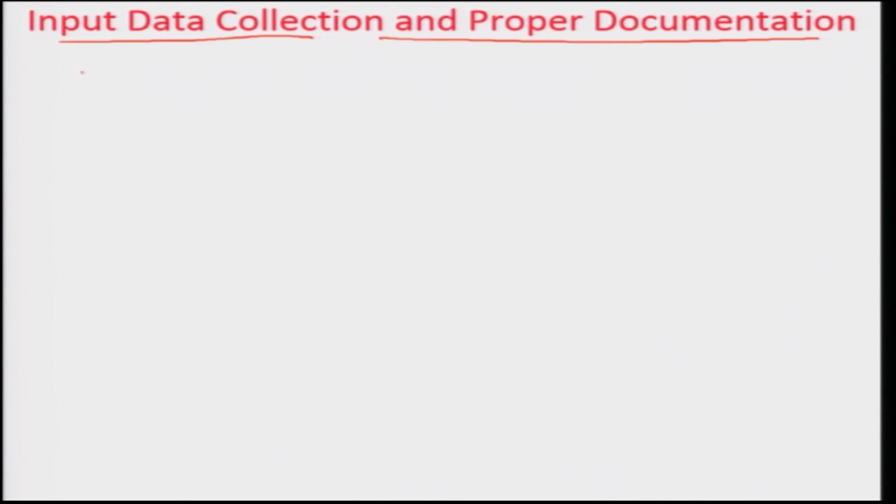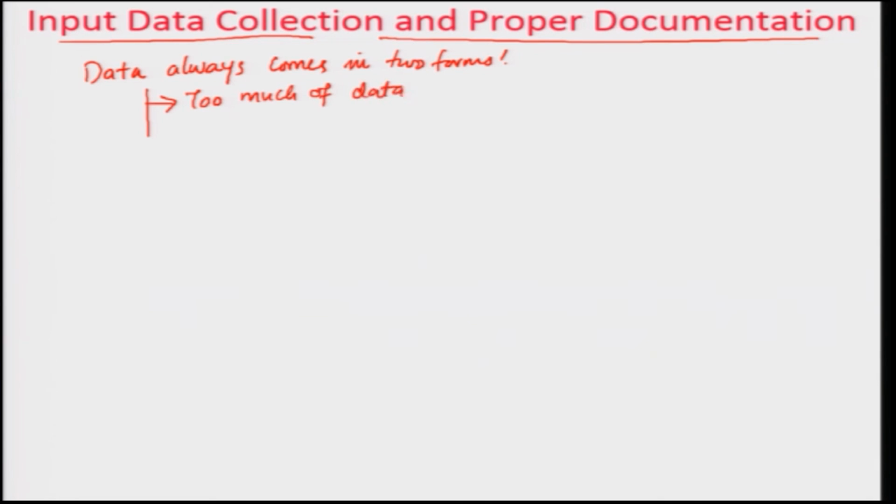Remember this, data always comes in two forms. In a simulation study, there are only two forms as far as we are concerned. Number one, too much data, or the other is too little data. So, in a simulation study, you have either too much data or too little data.